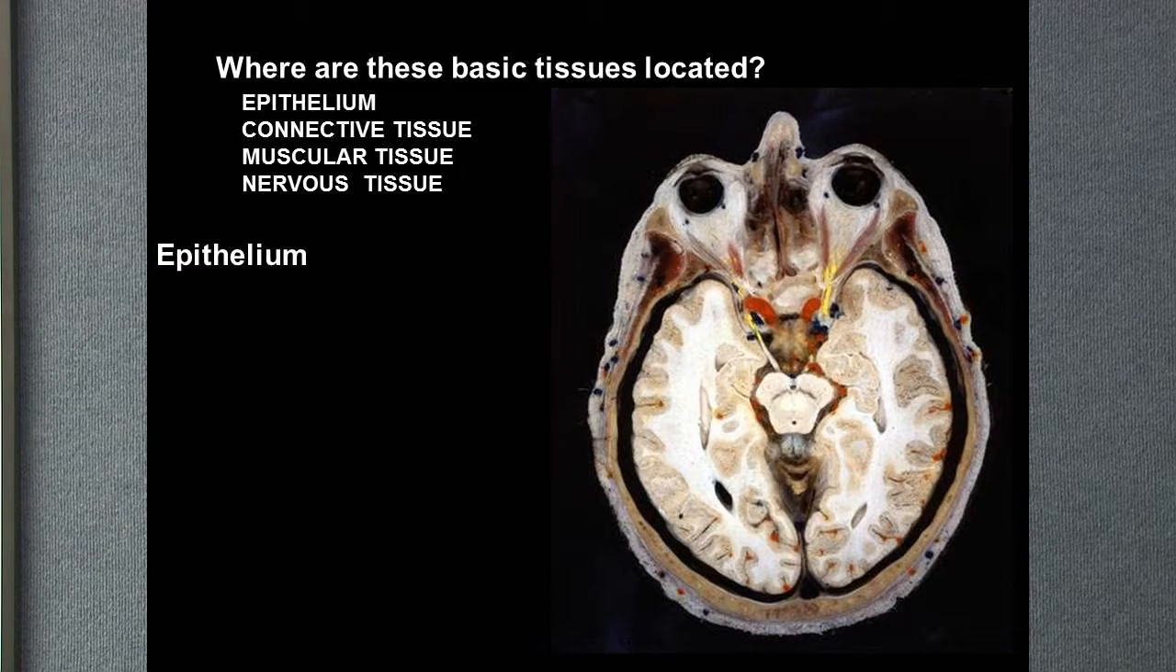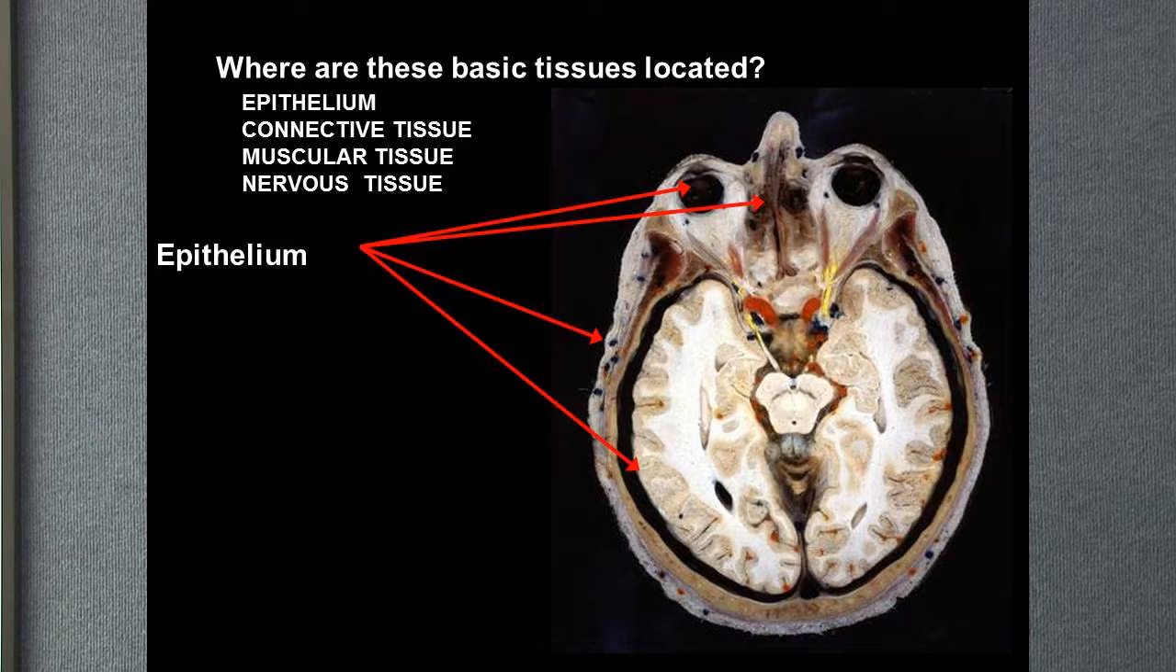Projections that hold your food under your teeth. And we can look in a human. Here we can see epithelium in the eye, epithelium in your nose, epithelium on your skin, and epithelium lining your brain. Epithelium everywhere inside you.